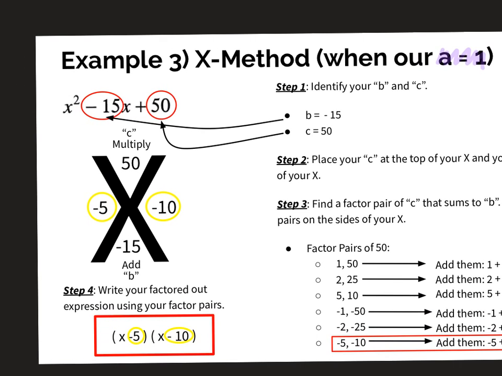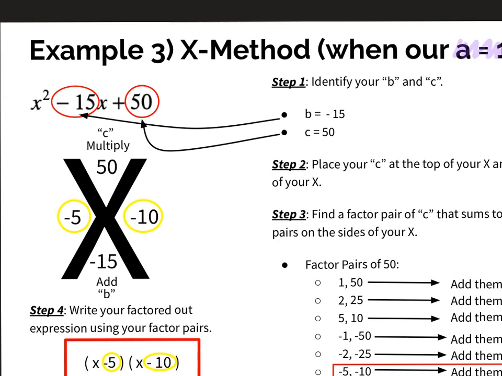Let's move on. In order to use the x method, our first step is to identify what our b and c are, right? And so our b over here is negative 15, and our c over here is 50, right? So I'm going to draw a giant X, and I'm going to place c at the top and b at the bottom. Remember, b for bottom.